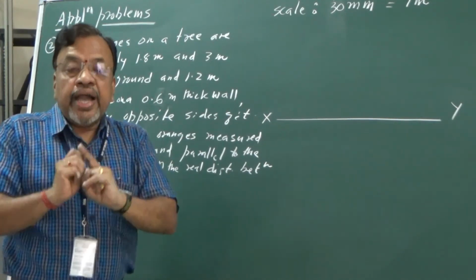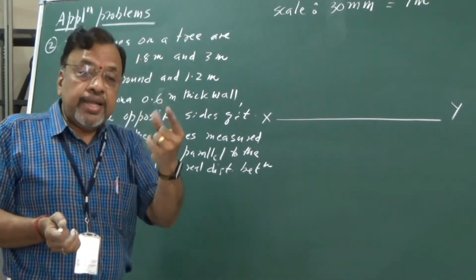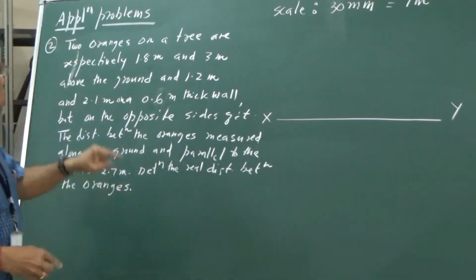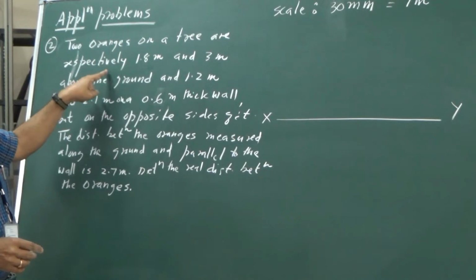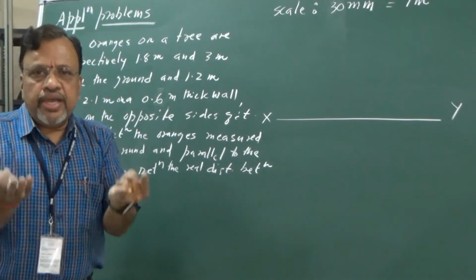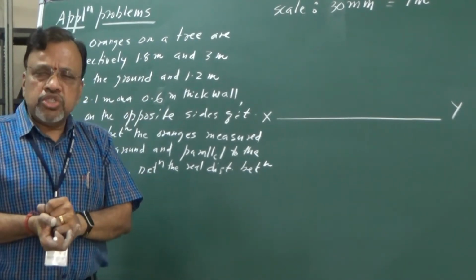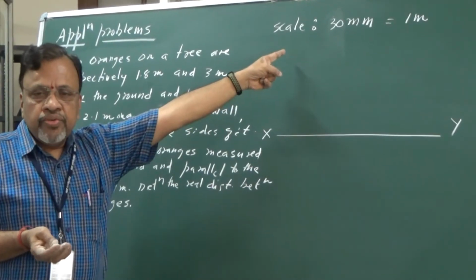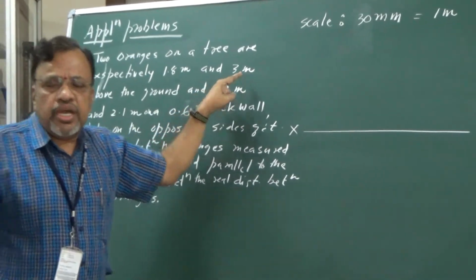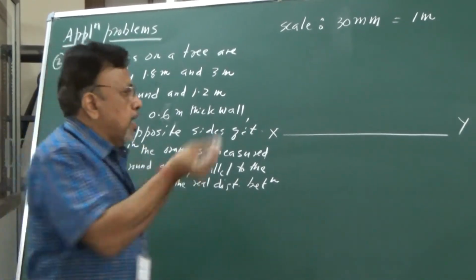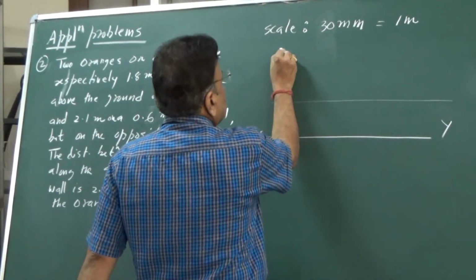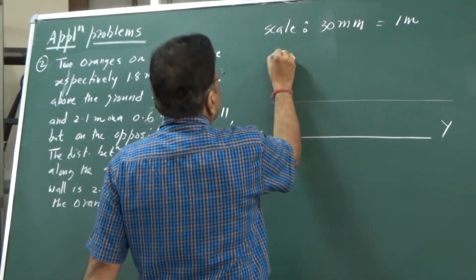Now in the front view, I can see the heights. That means at what height these oranges have been positioned. So what are the heights given here? It is given that the 2 oranges on a tree are respectively 1.8 meters and 3 meters above the ground. So I can see this above the ground in the front view. Anyway, I know that one location is 1.8, another is 3 meters. Obviously I can see the locus points. Let me draw these locus points, one for 1.8, another for 3 meters.